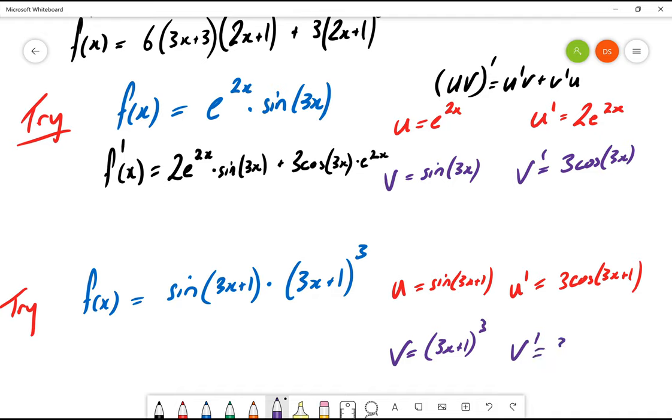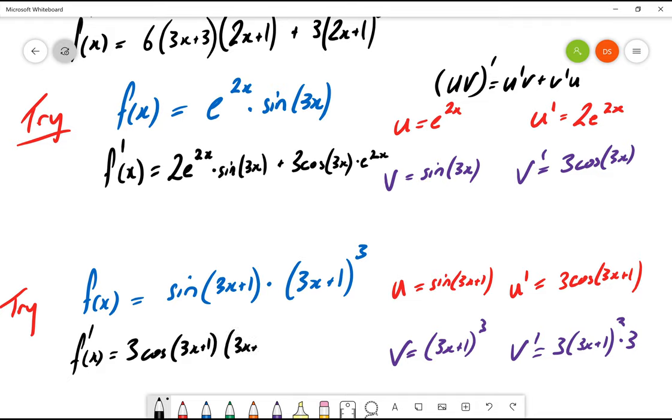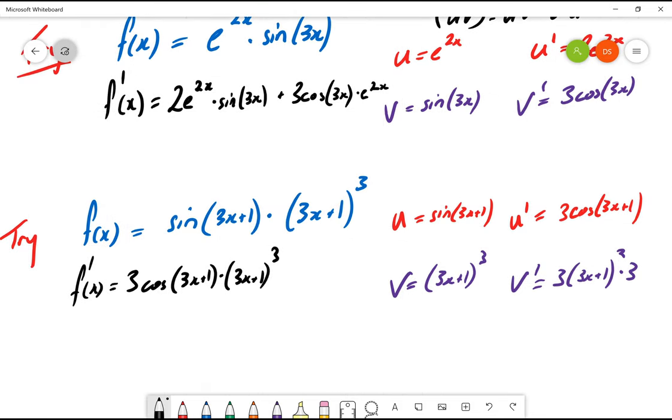And v dash is multiply by the power, take 1 off the power, multiply by the derivative of the inside. And so, yeah, f dash is equal to, differentiate the first, so that's 3 cosine 3x plus 1, then write the second. Okay, just be very careful with your notation here, okay? The brackets, I'm going to just stick a dot here to show that there's a distinction there, okay?